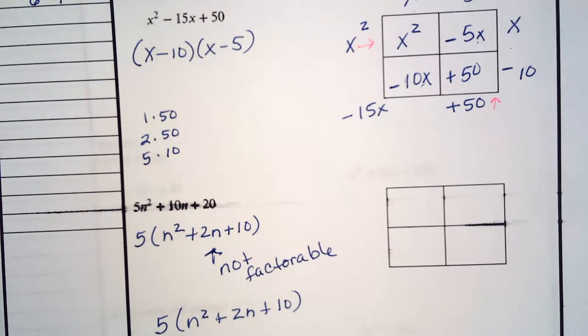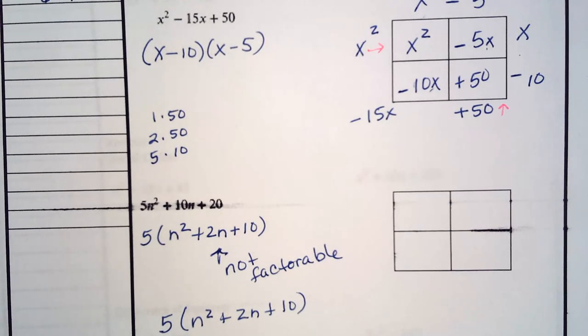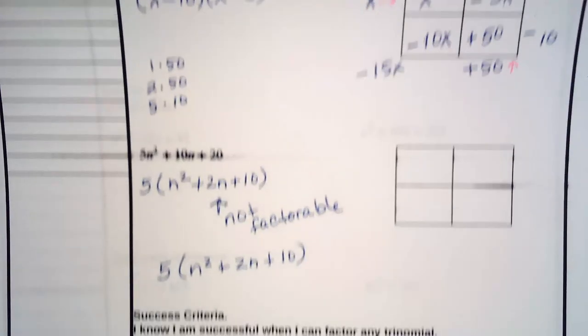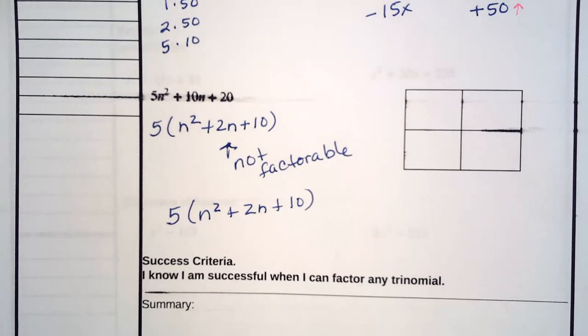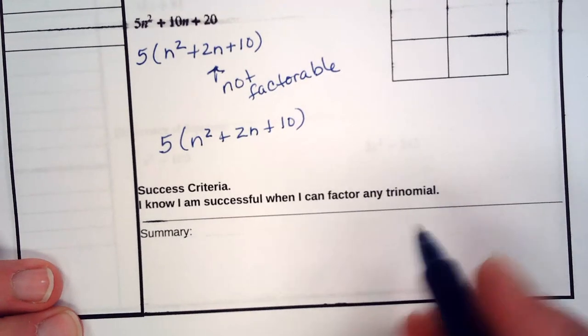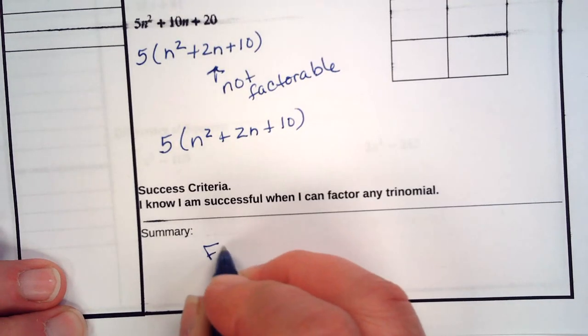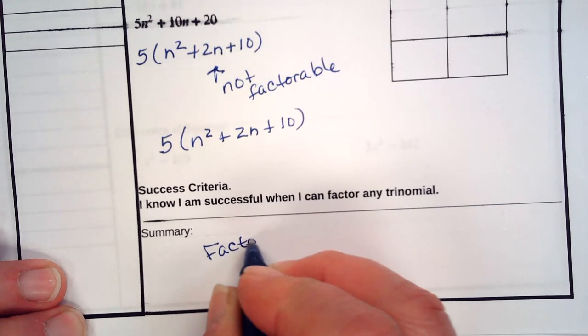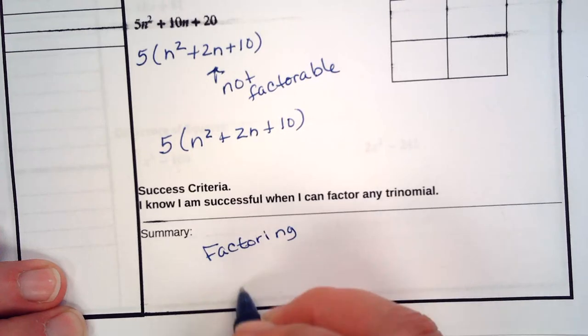So we'll go through the box method again because we will start using it later when we know what one of the factors is. I know I'm successful when I can factor any trinomial. So I'm factoring trinomials.